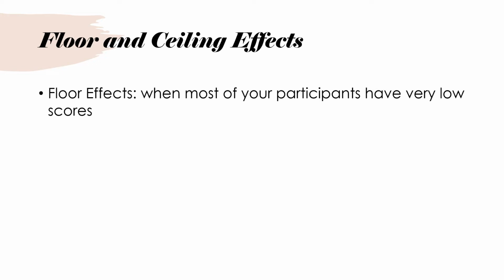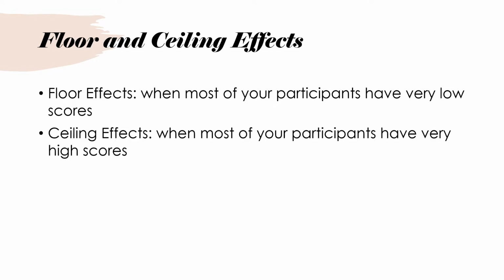We also have floor and ceiling effects, which relate to some issues that we see with measures. Floor effects are when most of your participants have very low scores. This means that the floor was set too high for a measure. So in the example that I gave earlier, when most of the participants in my study marked the 1 option, it was because they didn't have any other options that were less than that, whatever that 1 meant, and so everyone was gathering around the bottom of the measure.